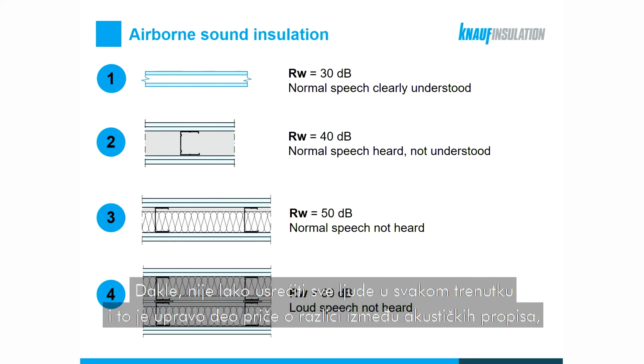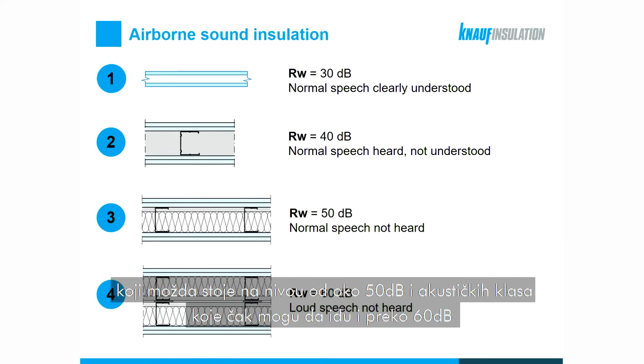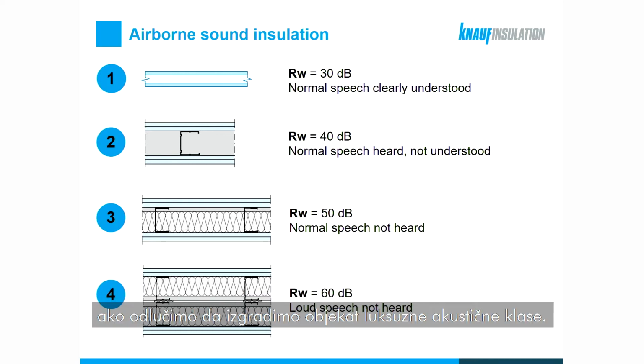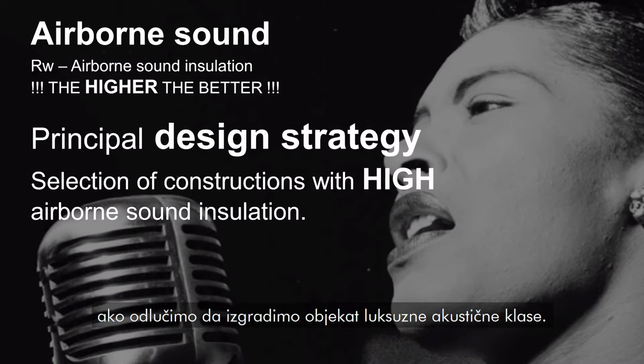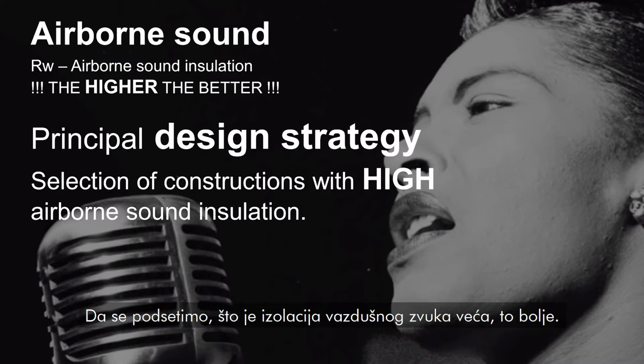So it's not easy to make everyone happy all the time. And this is exactly the part of the story on the difference between the acoustic regulations, which maybe stand around the level of 50 decibels, and the acoustic classes, which could go even above 60 if we decide to build a project worthy of a luxurious acoustic class. So to remind ourselves, the higher the airborne sound insulation, the better it is.